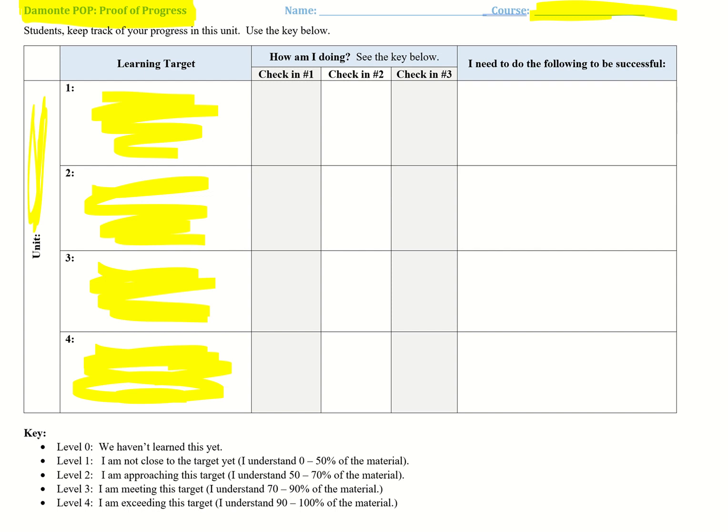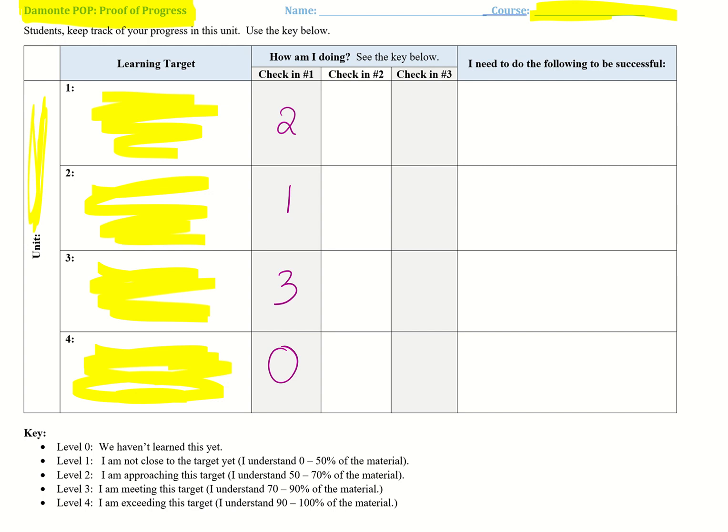Students would then check in. And so, for example, if maybe the first standard, they're doing okay, they feel like they're getting about half of it correct, they might be at level 2. Maybe this one, they're at level 1. There's a key down below. They really don't understand it much. Maybe this one, they're really understanding. They're at level 3. They're meeting the target. And perhaps they haven't yet talked about one of the targets. We haven't learned it yet.